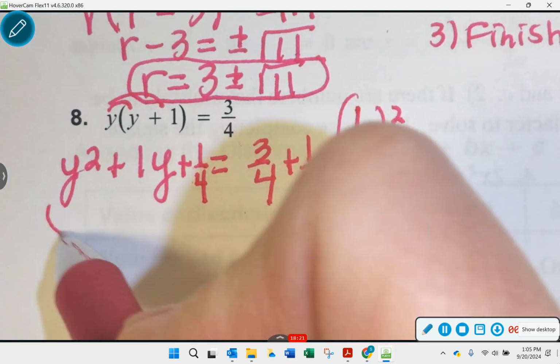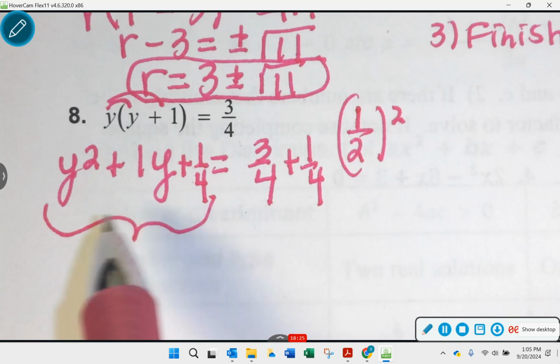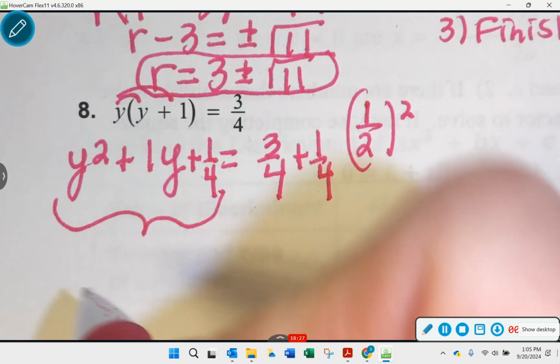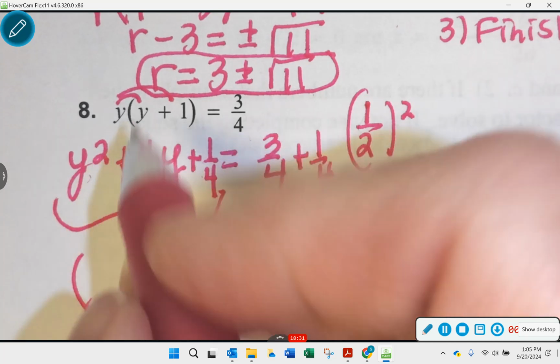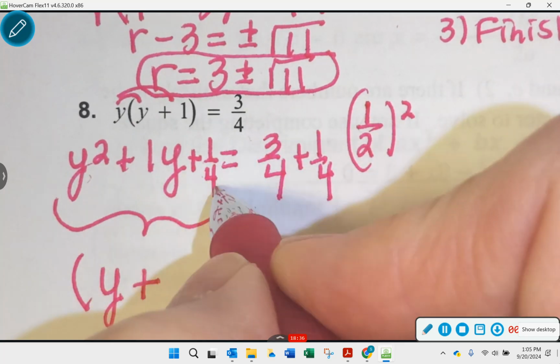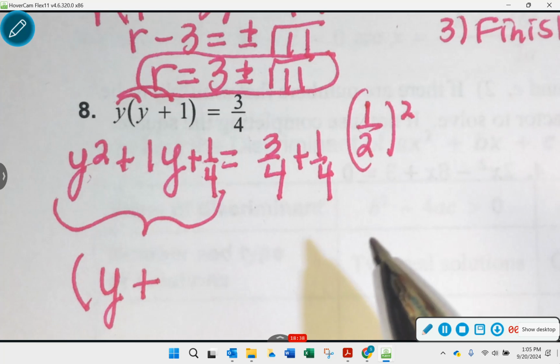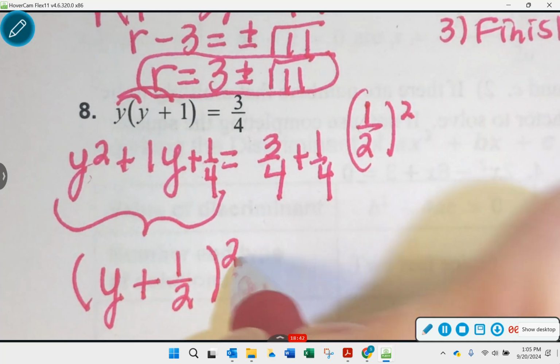All right, so now this has to be a perfect square trinomial because I just created it to be one. So here's how we do it, guys. We do the square root of this. We do the first sign. And do you know the square root of 1/4? 1/2. Quantity squared.